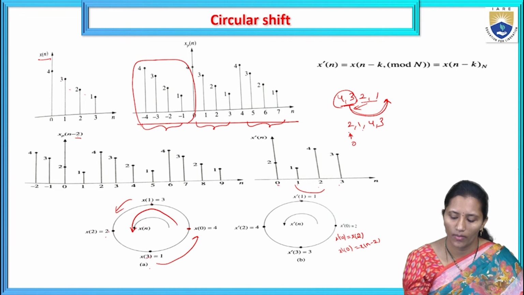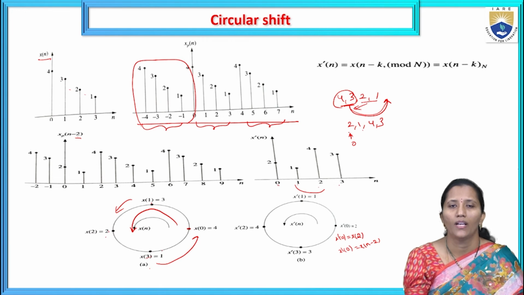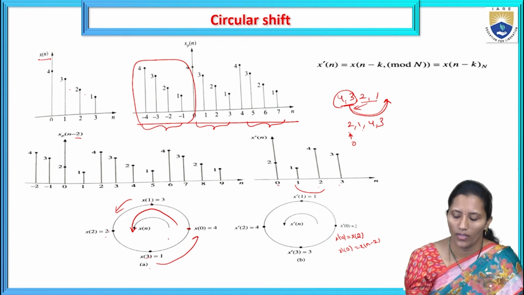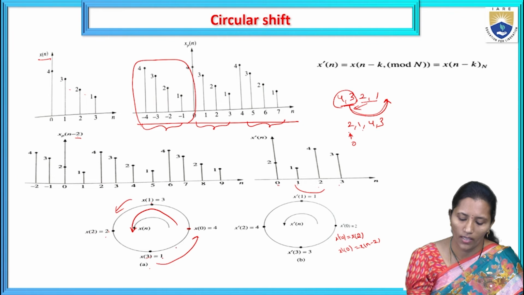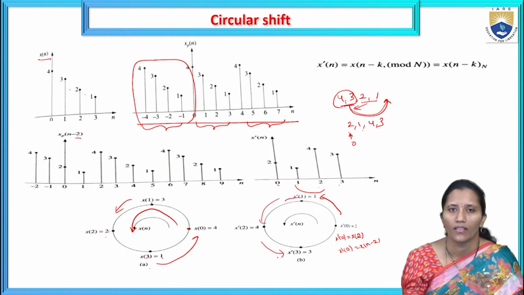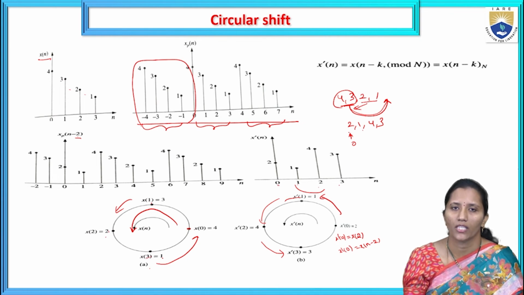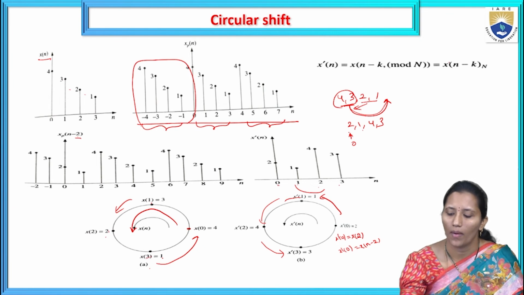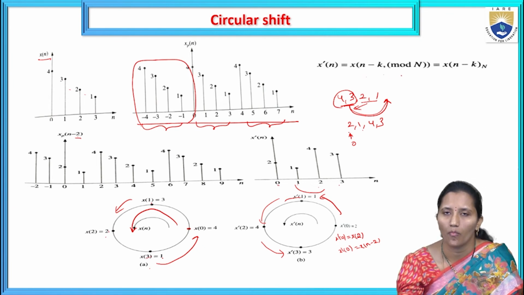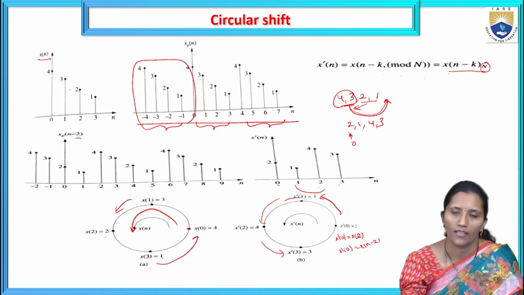Next, it will become x dash of 1. So for 2 units, we have to do shifting in anti-clockwise. Here it is starting from 2, 1, 4, 3. So we have to shift anti-clockwise by 2 units to get x of n minus 2. Here the modulo n, x of n minus k mod n, we can write that as x of n minus k mod n. N is the periodicity, the number of samples in x of n.